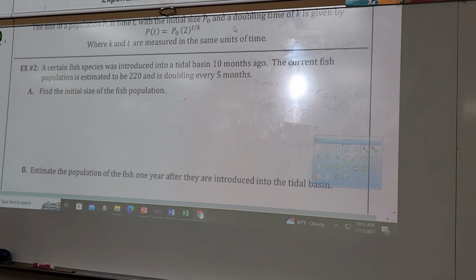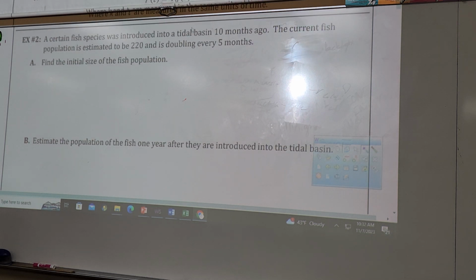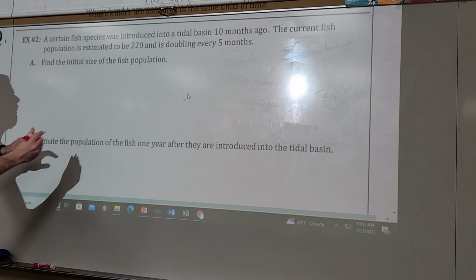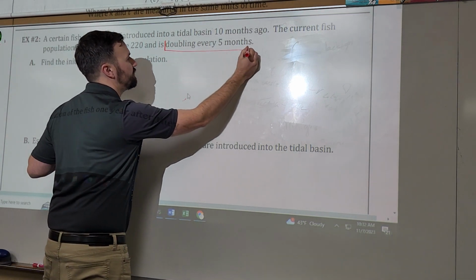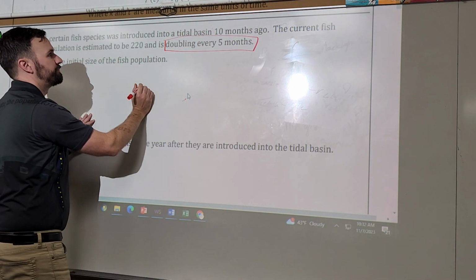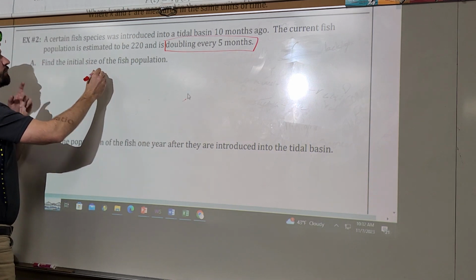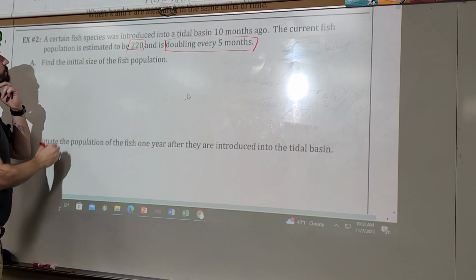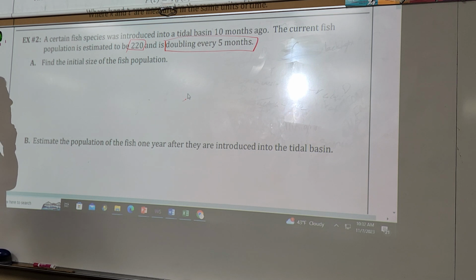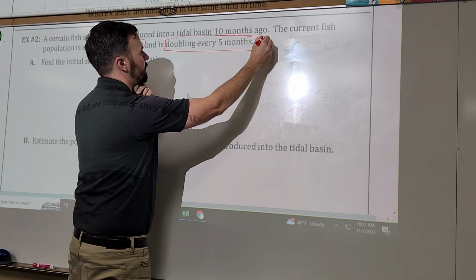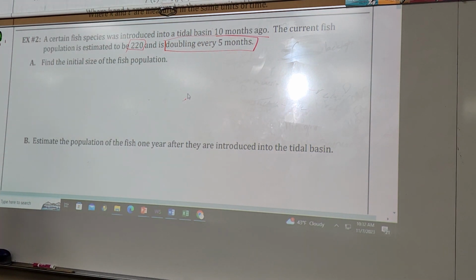We saw that. I'm going to throw it up here so I can have both these questions. Now, what do we know? We know that this fish population doubles every 5 months. We know that there's 220 now. And we know that it was 10 months ago, right?